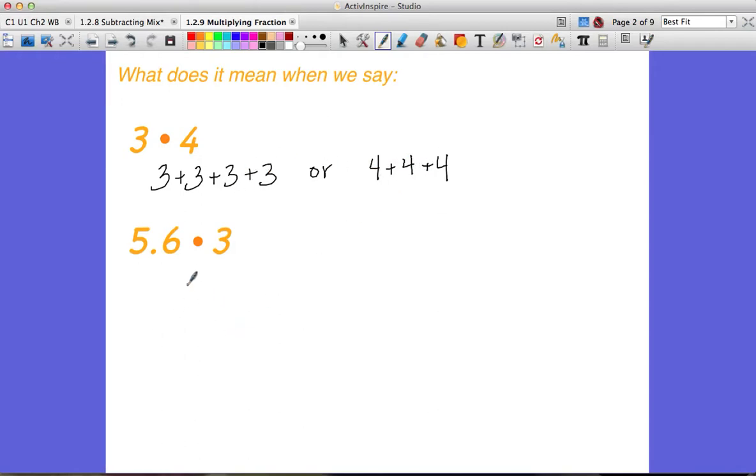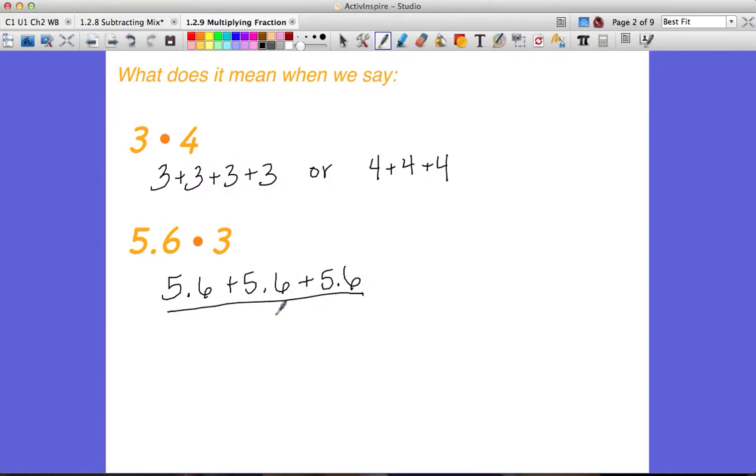And it's the same thing when we look at decimals. This would be 5 and 6/10 plus 5 and 6/10 plus 5 and 6/10. Now instead of changing this and trying to do 3 plus 3 plus 3, 5 and 6/10 times, it's easier to do it this way.